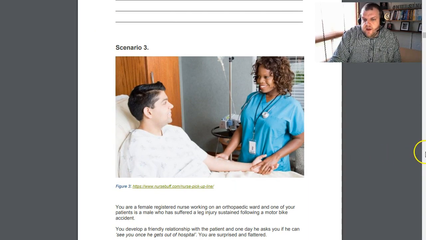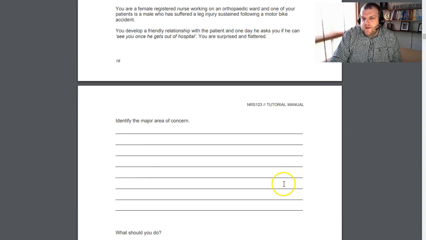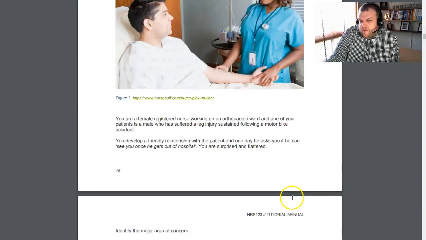Then scenario 3: you're a female registered nurse working on an orthopaedic ward, and one of your patients is a male who has suffered a leg injury sustained following a motorbike accident. You develop a friendly relationship with the patient, and he asks if he can have your phone number once he goes home. So she's surprised and flattered. I'm not sure that you could guarantee the student would be surprised and flattered, but there you go.